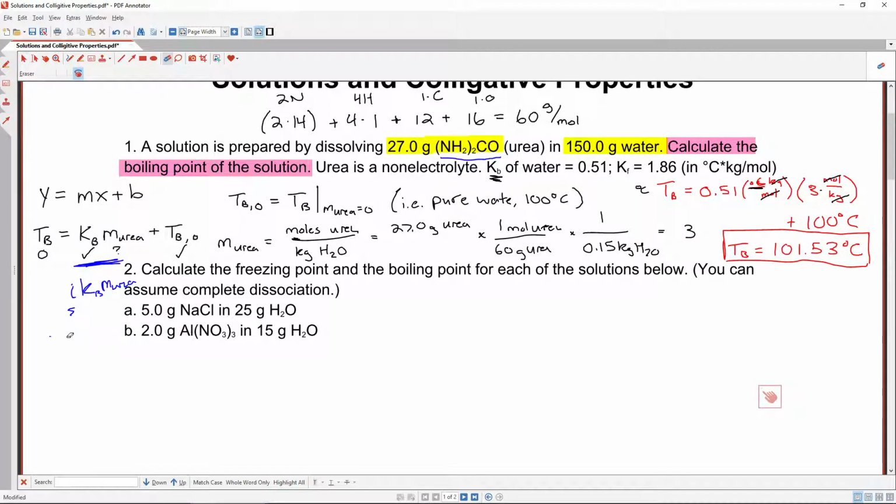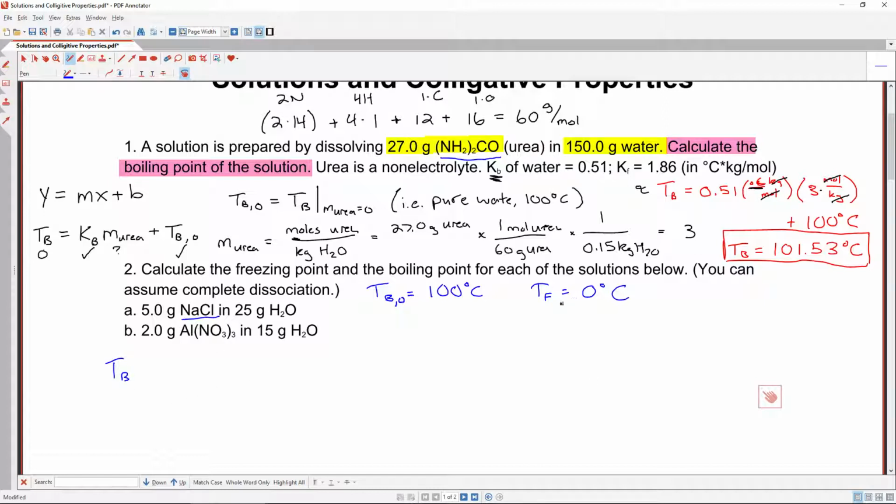So that was perfectly fine. But for these problems over here, for number 2, NaCl is no longer a covalently bound compound, right? So let's calculate the boiling points first. And again, we're using water, so the boiling point of pure water is 100 degrees Celsius, and the freezing point of pure water is 0 degrees Celsius, just for reference.